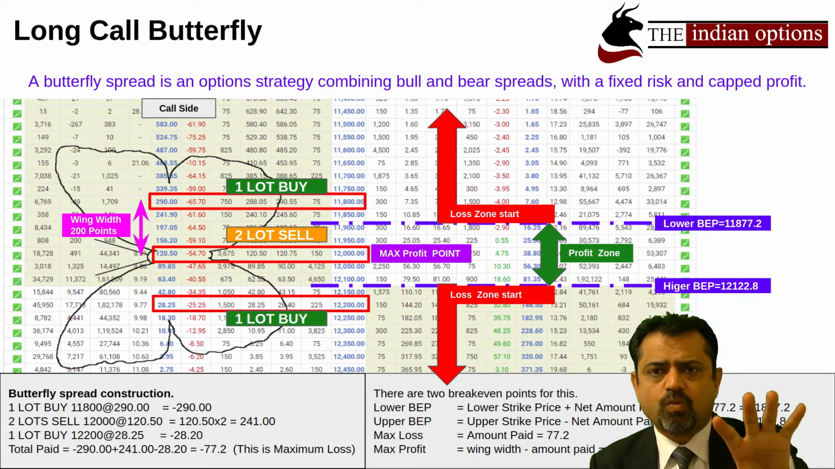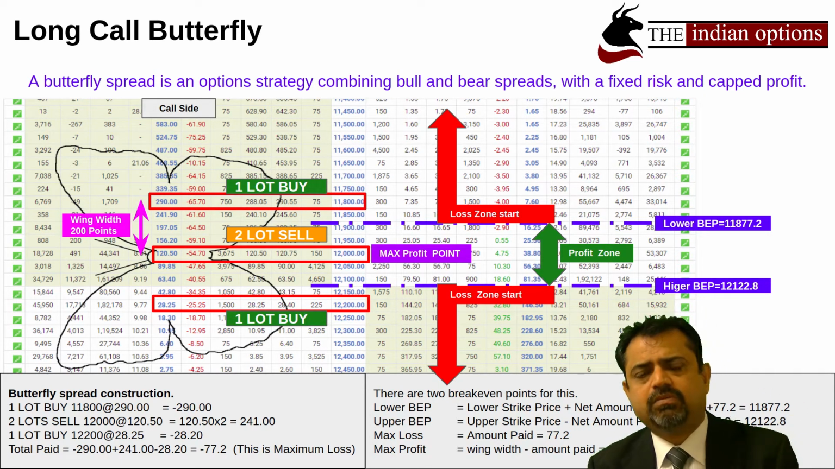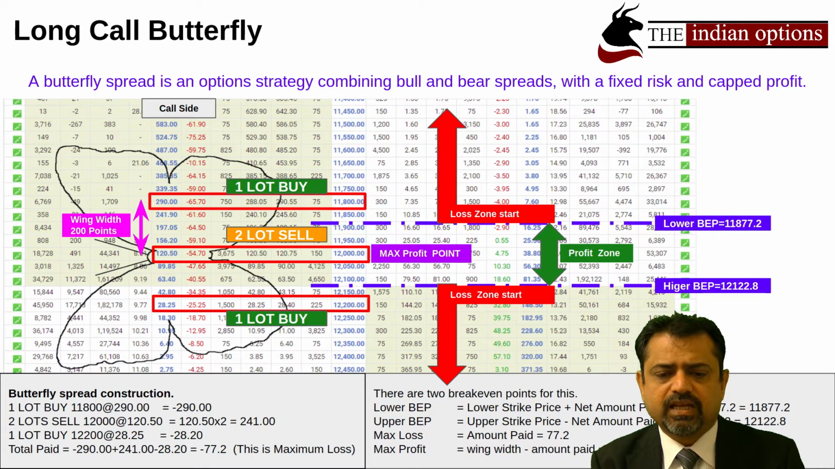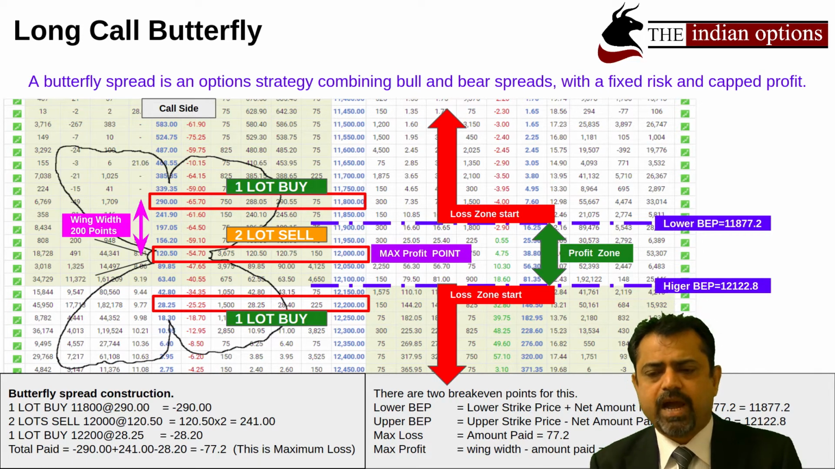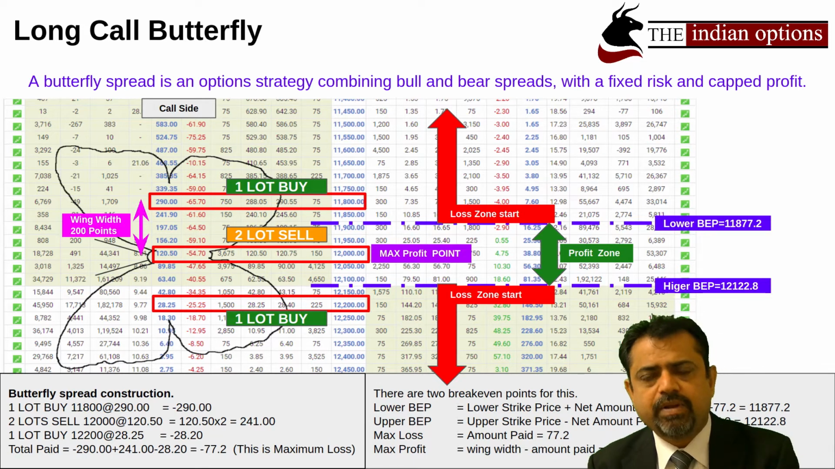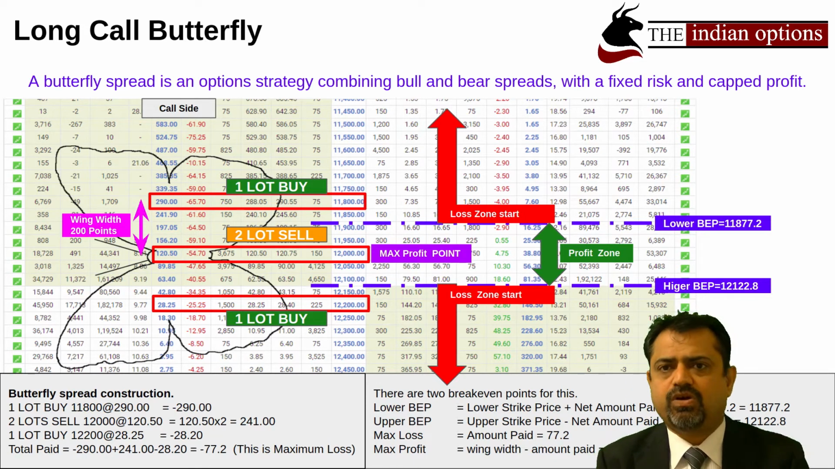When you are opening this, that is going to be your maximum loss, and your maximum profit is going to be the wing width. Wing width is 200 here, 200 points, minus whatever you have paid, that is 77 rupees. Then the maximum profit becomes 122 rupees and 80 paise. That is 200, the wing width, minus 77, the money that you have already paid, and whatever is the remaining part, that is the maximum profit that you are going to get out of this.